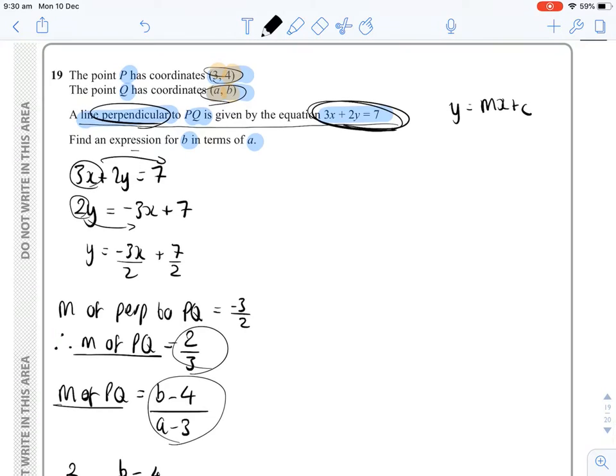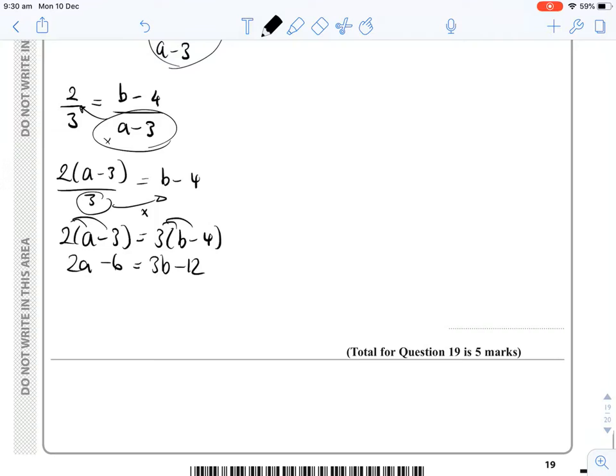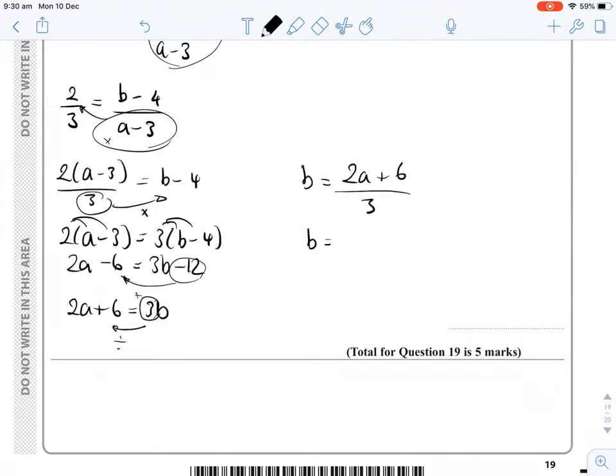Now looking back at my question, find an expression for b in terms of a. So that means I want b equals as my answer. So I'm going to take my 12 over to the other side where it becomes a plus. And so I've got 2a + 6 is equal to 3b. And so therefore, I'm going to divide everything by 3. And so b is equal to (2a + 6) all divided by 3, or if I wanted to, 2a over 3 + 2. That's my answer.